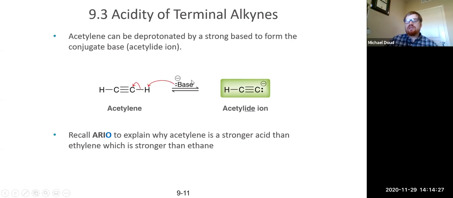So if you use a base that's stronger than the acetylide ion in this case, so it's just a stronger base, the conjugate base of a weaker acid, you could say, you can deprotonate this and form this acetylide ion. Now this is going to be important because when you have an acetylide ion, that's a lone pair on a carbon, that means that you have a nucleophilic carbon. So you can do some fun reactions with that, substitutions, additions, etc.